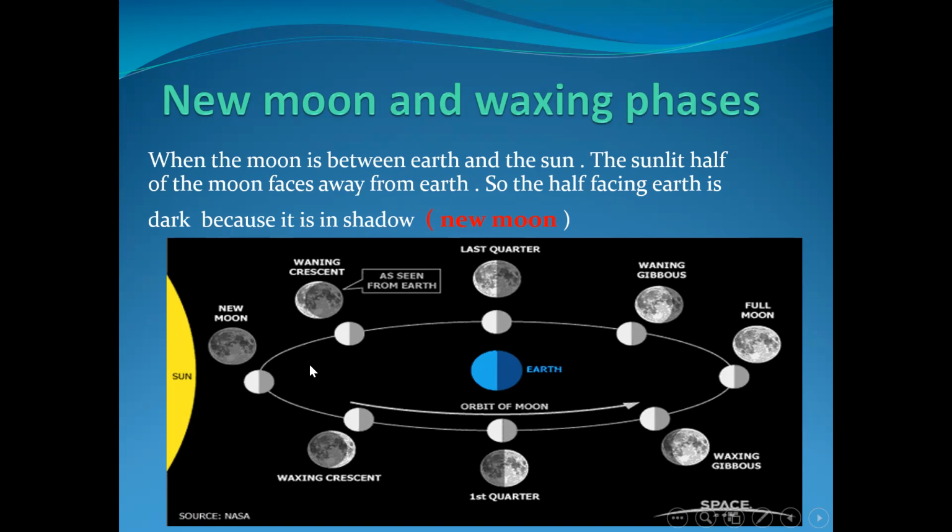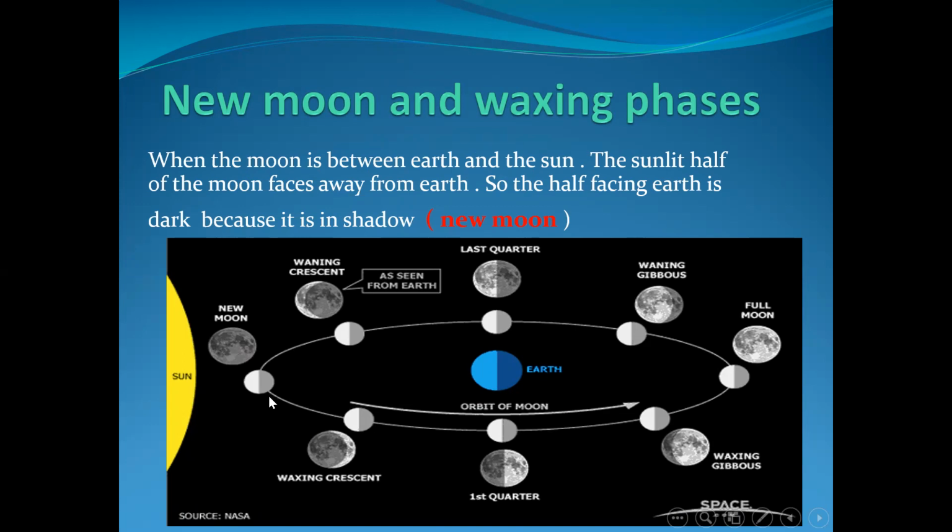So if you are facing this half of the moon, away from the sunlight, because sunlight is directed to the second half of the moon, you see the moon in shadow. What we call the new moon.